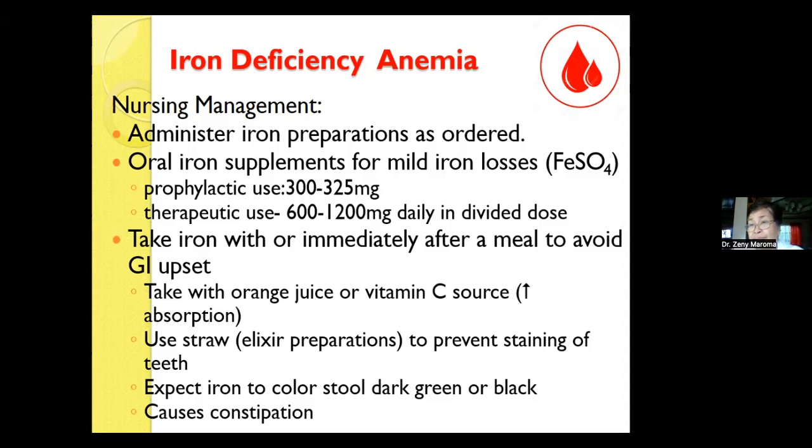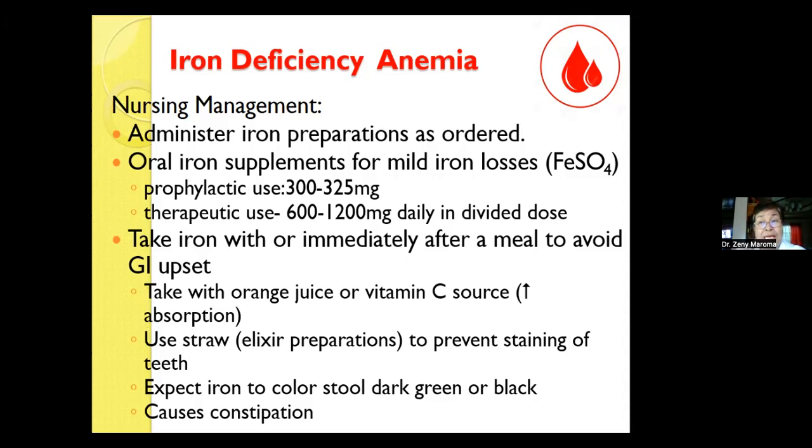Bakit yun ang best answer? Pag in between meal, hindi totally empty si stomach. Therefore, ma-absorb. Hindi mag-GI upset. So that's the best answer.